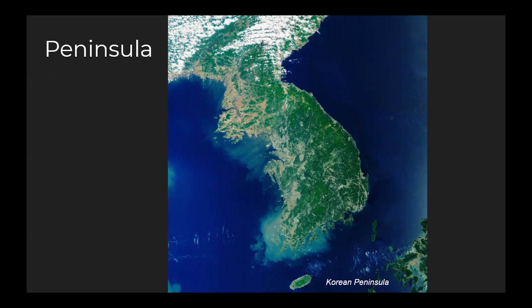And a peninsula is a piece of land that is almost entirely surrounded by water, but which is connected to a larger piece of land on one side. So you can clearly see that here we have water surrounding this land, and we just have one spot where it is connected to the mainland of Asia.